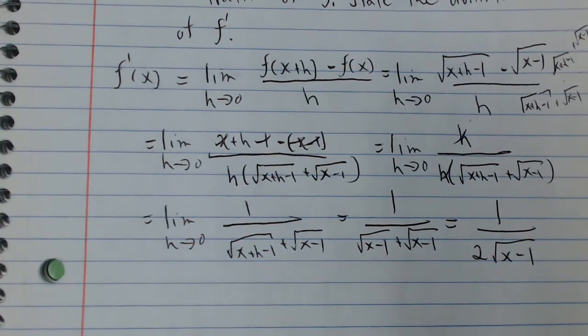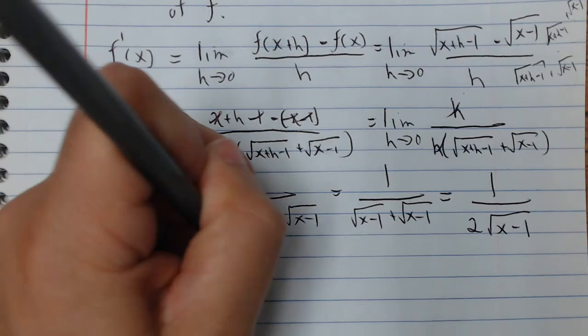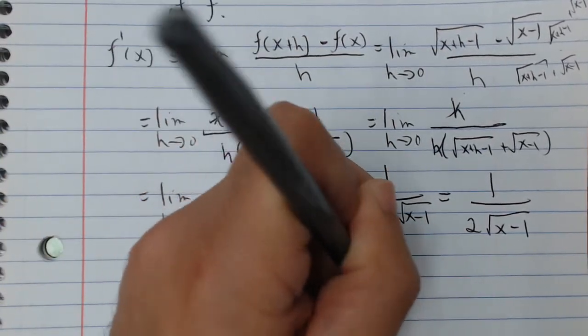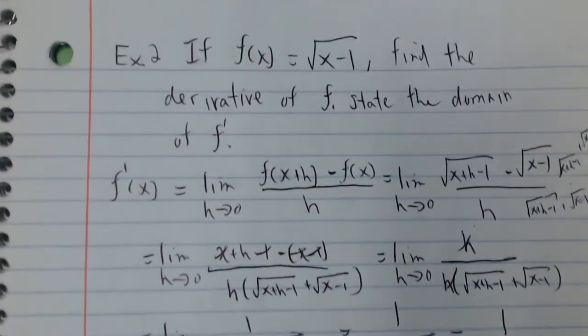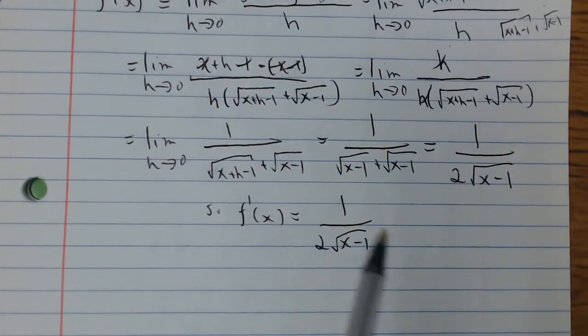And notice how this is in fact a function of its own. So what we're saying is, f prime of x is 1 over 2 root x minus 1. And notice how not only is this the derivative of that guy, which is f, it's also a function of its own.